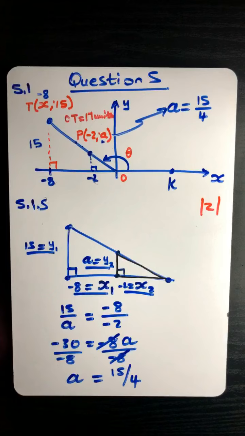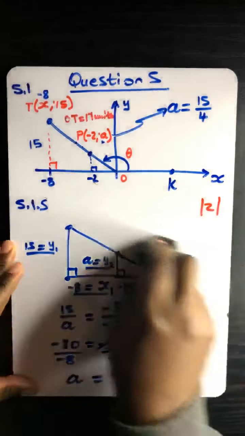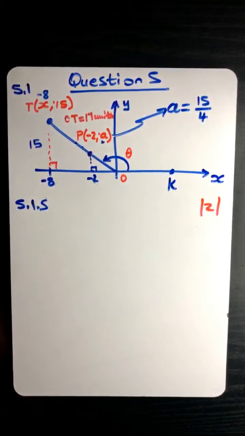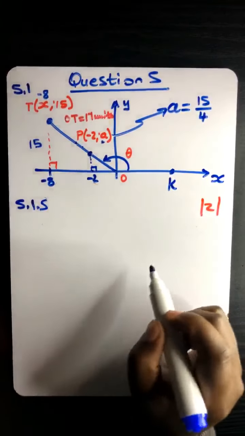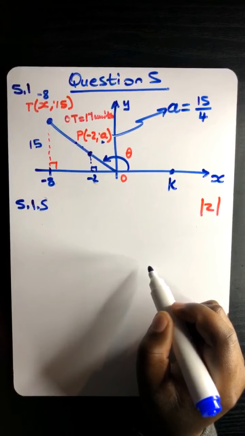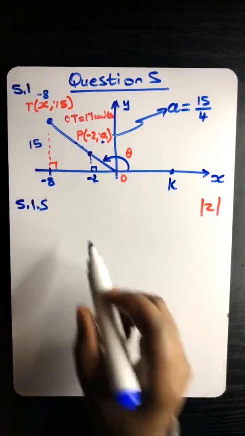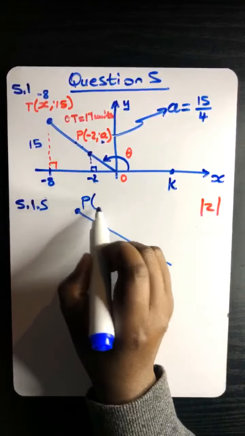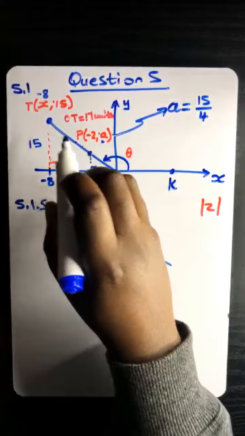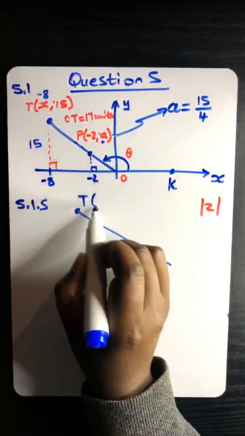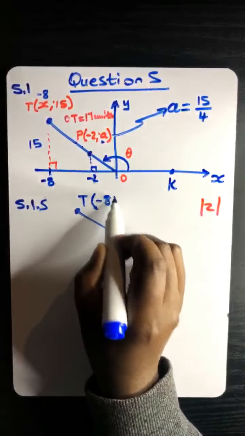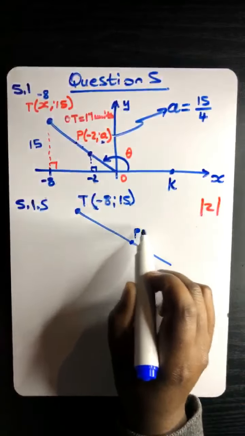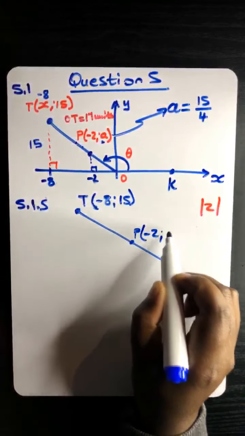Okay, so let's try to check another method and see if it can work. We have this straight line having the coordinates. There is t. What is the x value at t? It's negative 8, and then y being that. And then at that point p, we know this is negative 2.